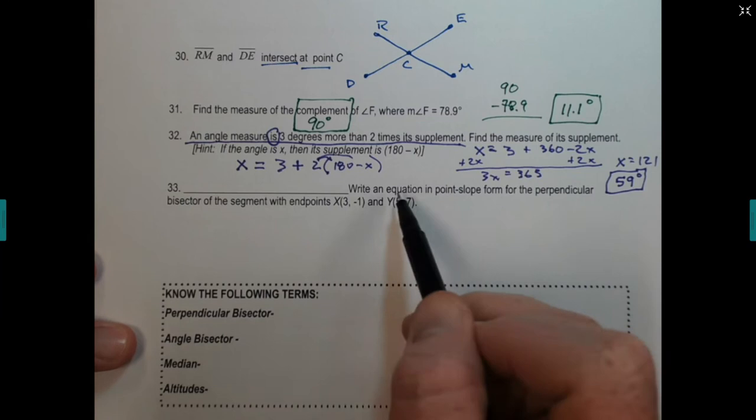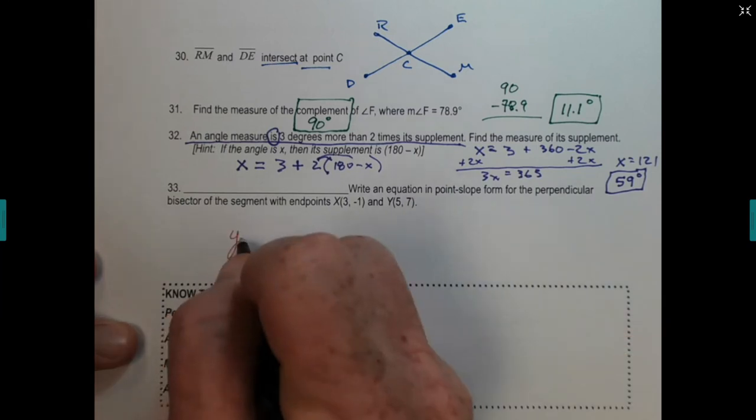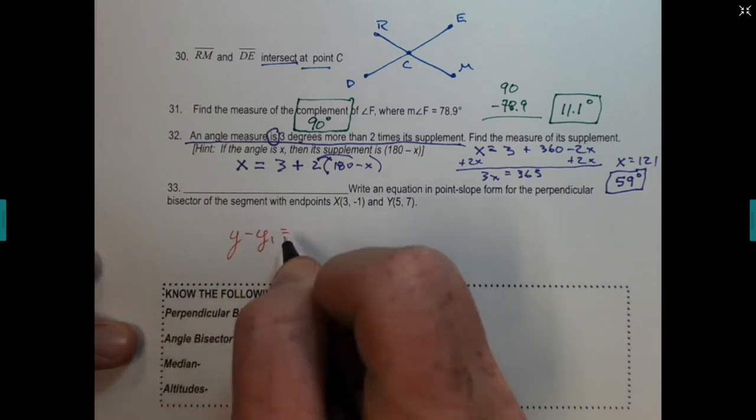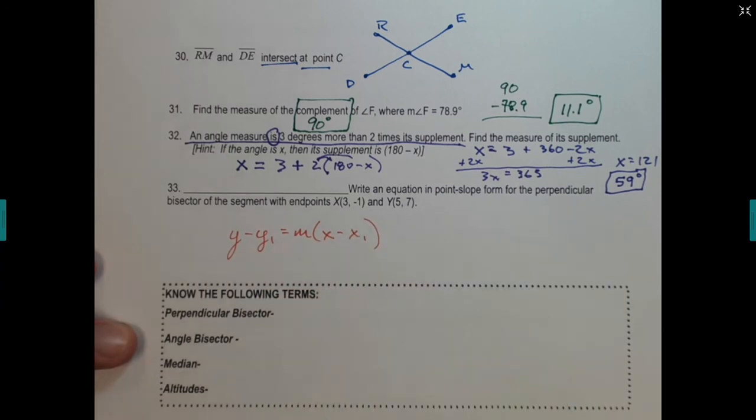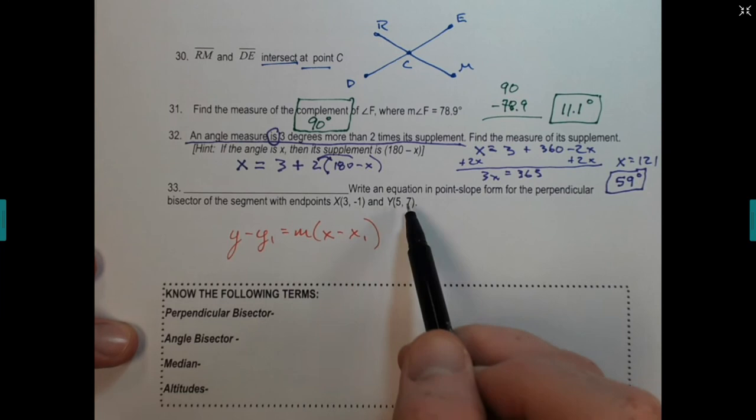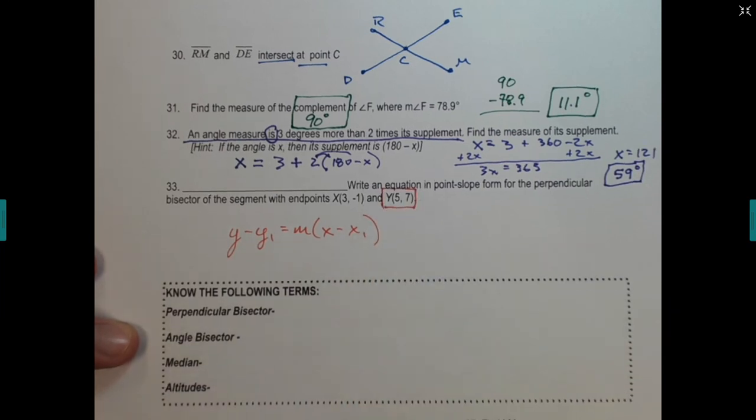All right. Write an equation in point slope form. Try to remember point slope: y minus y1 equals the slope times x minus x1. I got 2 points. I'm going to choose to use this one just because there's no negatives. I don't like negatives. Then I got to find the slope.